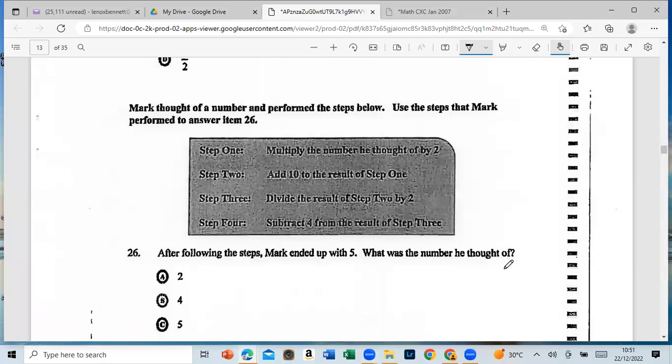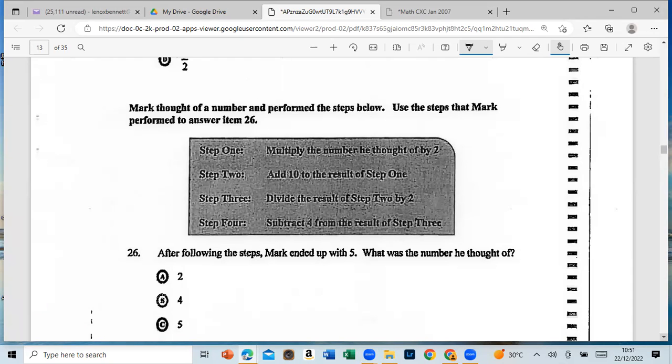All right, so it says Mark thought of a number and performed the steps below. This one, guys, I want you to WhatsApp me this one. So work it out, not just look and answer. This is a very interesting one. Mark thought of a number and performed the following steps. Use the steps that Mark performed to answer item 26.